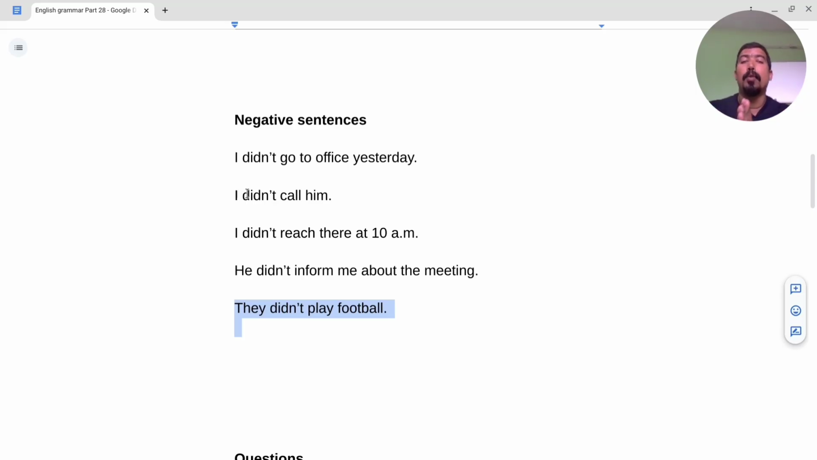All these forms are used to convey a negative meaning, that you did not do something in the past, before the present. That means you did not do any action, or any action is not completed.